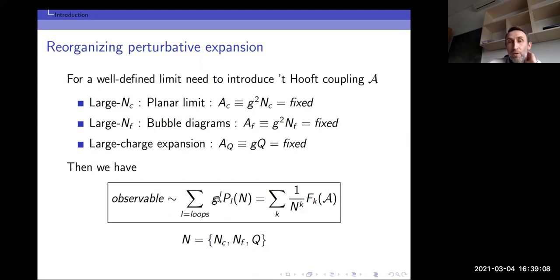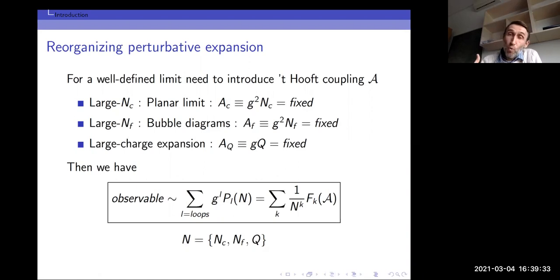G is the coupling, and L is the loop counting parameter, and some polynomial where this number n is represented, typically, number of colors, of labels, or charge. This would be your usual loop expansion. But now we're trying to rewrite it, taking a different limit where we have this large number N_C and N_F or charge. And now we are trying to reorganize it.